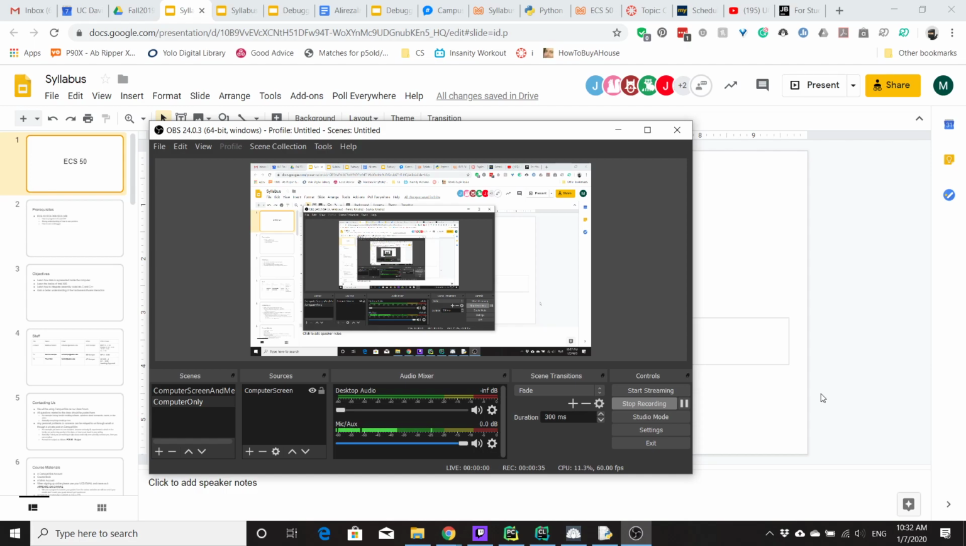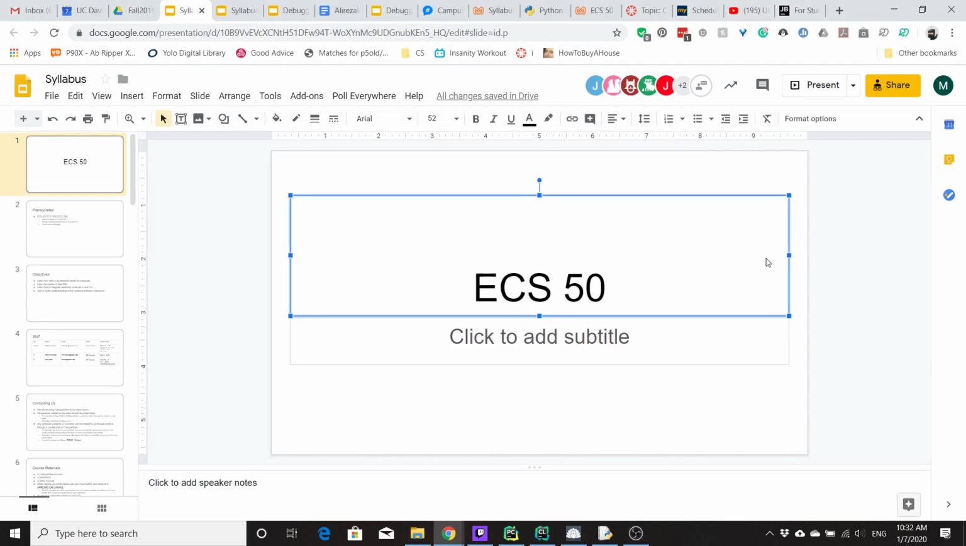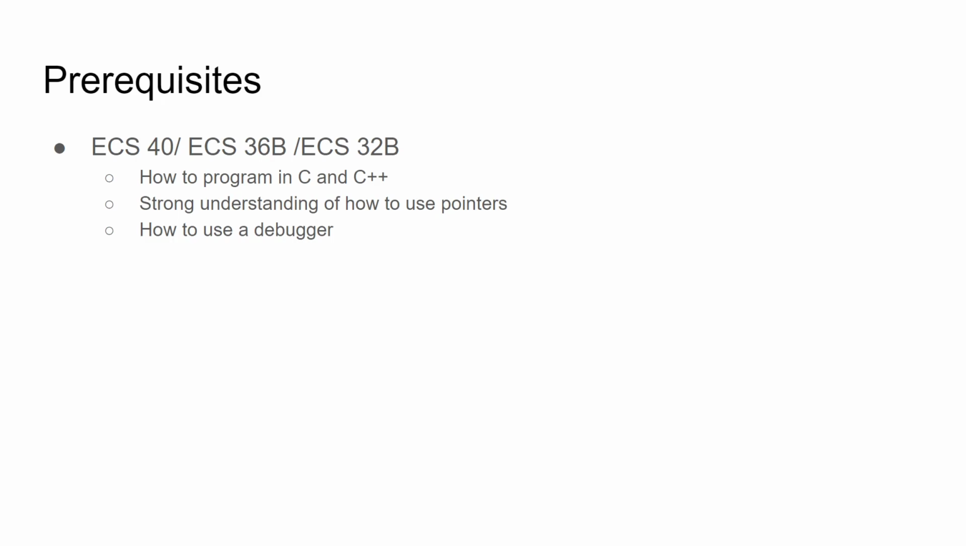So, welcome to ECS 50. I'm your instructor, Matthew Butner. We're going to try to blaze through the syllabus today, and then depending on what we need, we'll either try to do a crash course on C, or we'll actually get into the real lecture topics. The prerequisites for this class are either ECS 40, ECS 36B, or ECS 32B. How many of you are here from 32B? Okay, decent chunk of you.